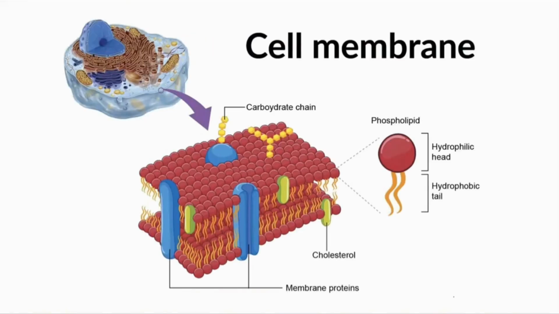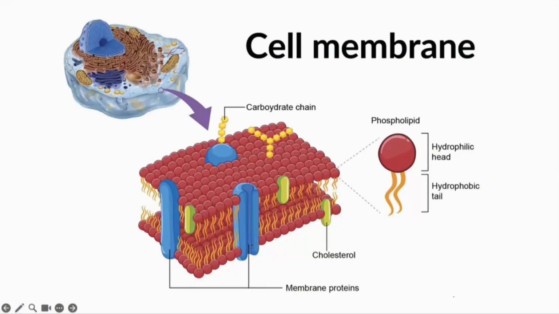This picture clearly shows the structure of a cell membrane. So this cell membrane is found in all living cells, which separates the interior of the cell from the outer environment. That is, the cell organelles which are present inside the cell are surrounded by the cell membrane. It acts as a barrier to protect the cell organelles from the outer environment. And this cell membrane mainly contains phospholipids, carbohydrate chain, cholesterol and membrane proteins.